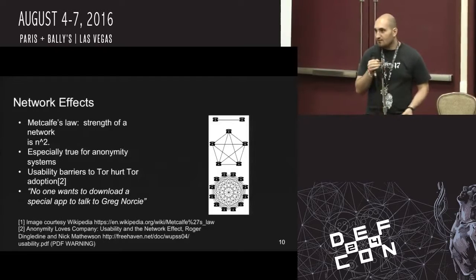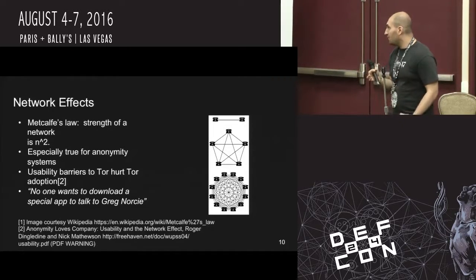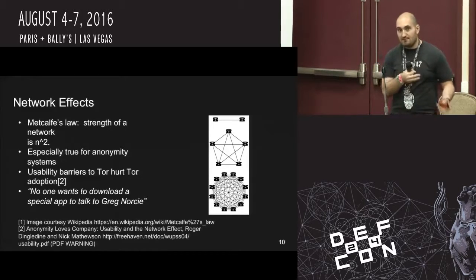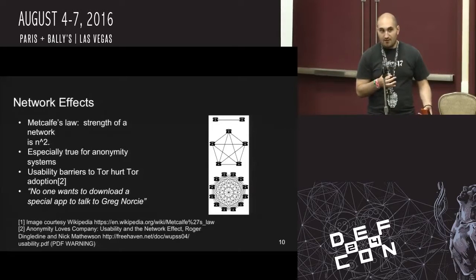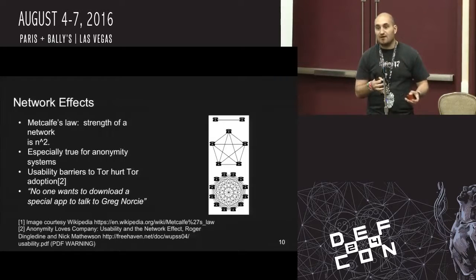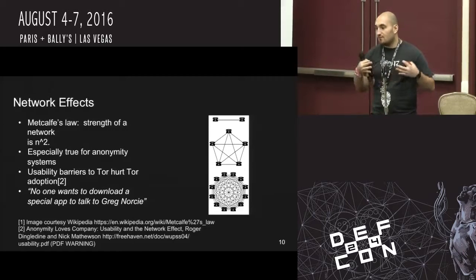And thirdly, we have the idea of network effects. Most of you may have heard of Metcalfe's law, the idea that the strength of a network is n to the power of 2, n being the number of users. This is especially true for anonymity systems. In the community, sometimes we'll use the phrase RTFM when we're talking about something like Linux. But a privacy tool is best when the most people can use it.